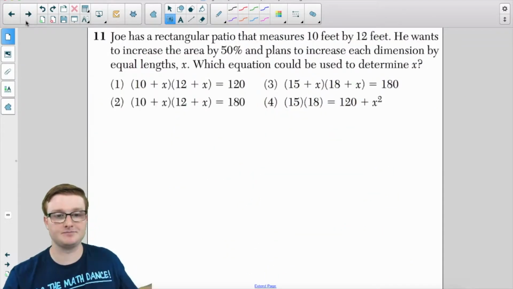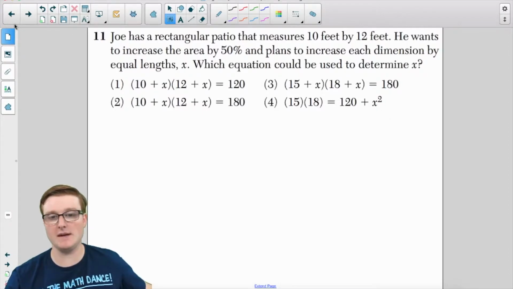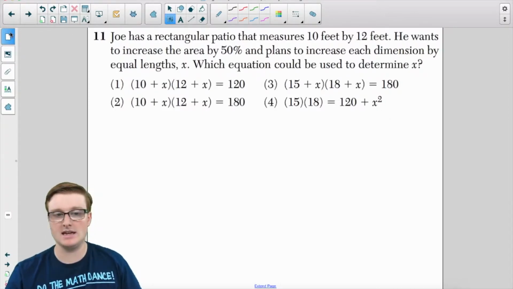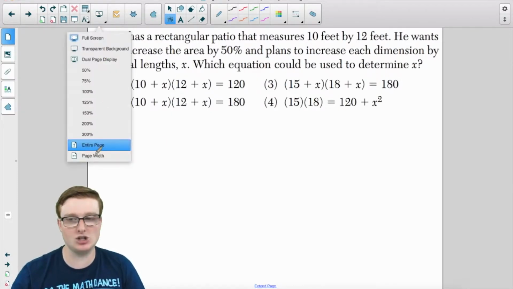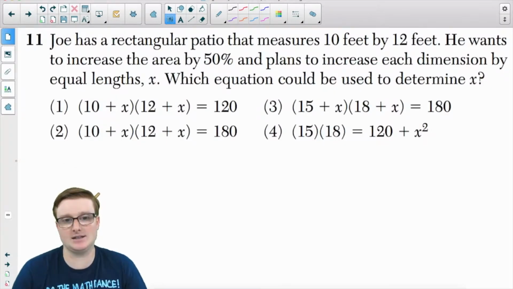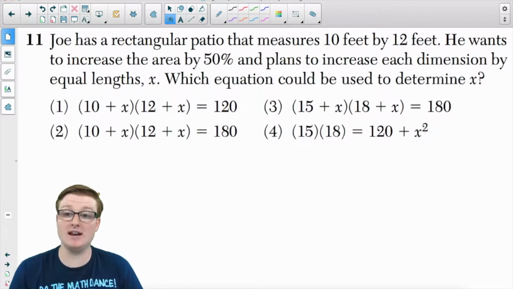Moving on to number 11. Joe has a rectangular patio that measures 10 feet by 12 feet. He wants to increase the area by 50% and plans to increase each dimension by equal lengths of x. Which equation could be used to determine x?